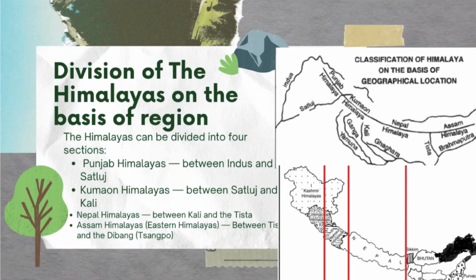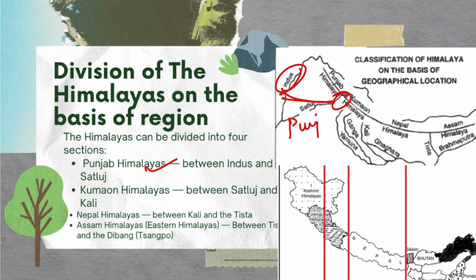So this is the division of the Himalaya on this basis. Now we are going to discuss the division of the Himalaya on the basis of rivers. I have marked some rivers here. You can see that accordingly there is a division of the Himalaya. The first is Indus, and the second one is Satluj. The Himalaya between Indus and Satluj is called Punjab Himalaya.